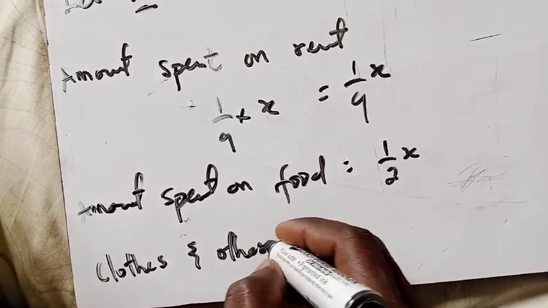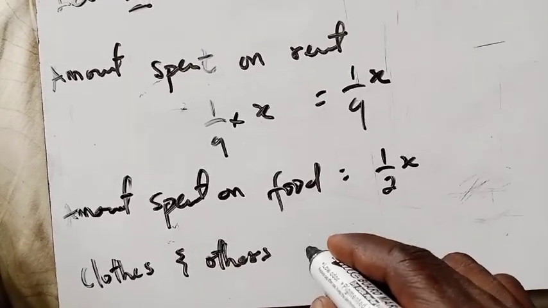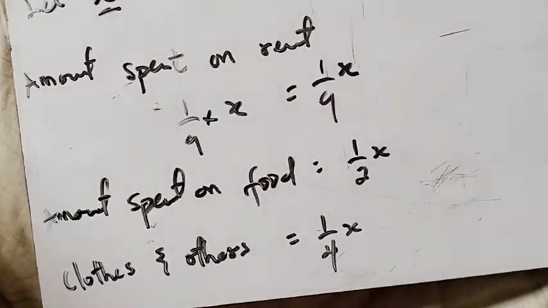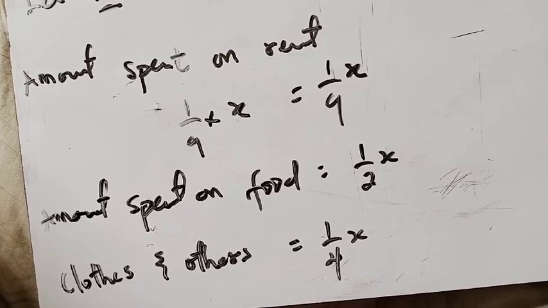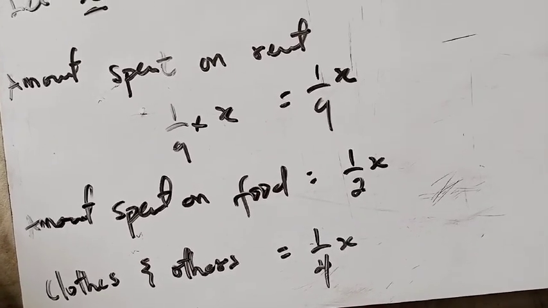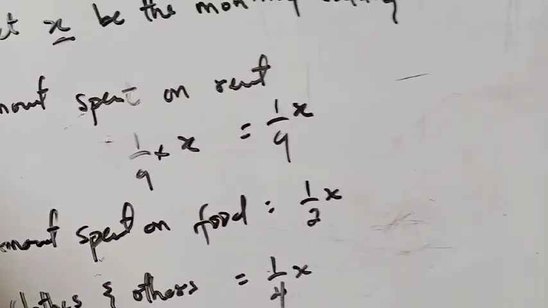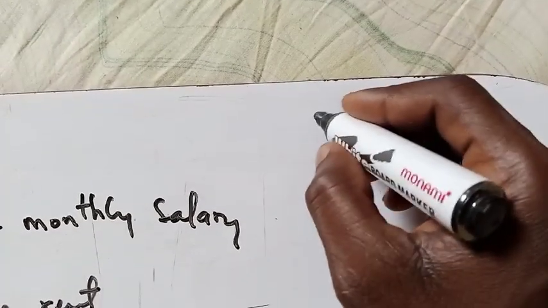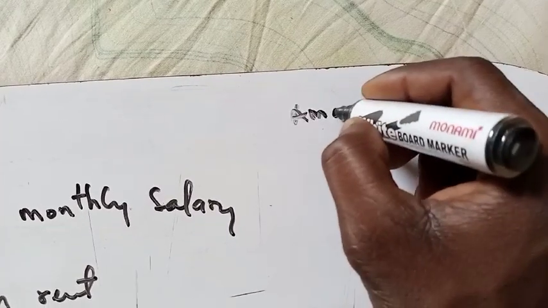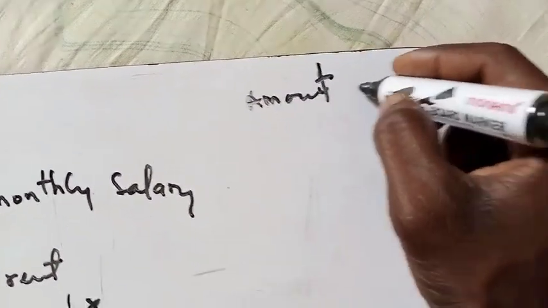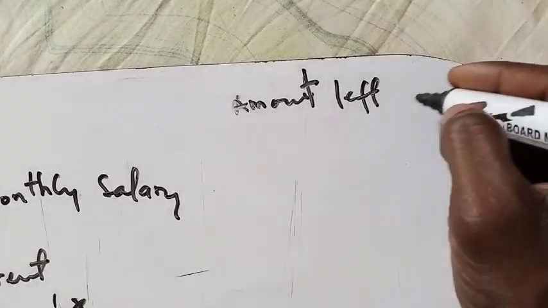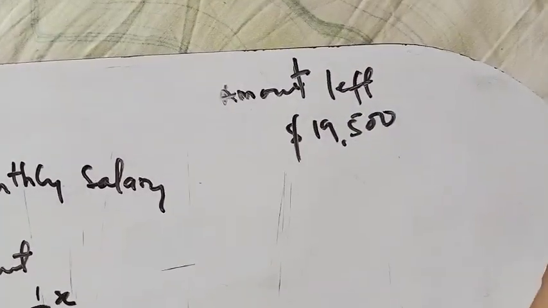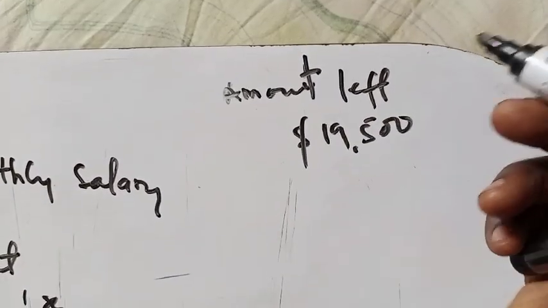And others can be anything. So this thing can be anything. That is going to be 1/4 of x. Okay, now these are the informations that are given, and then he has 19,500 left. This thing can be in your own currency. So the amount left here is going to be, let's say dollars, $19,500. This can be equivalent to your currency.